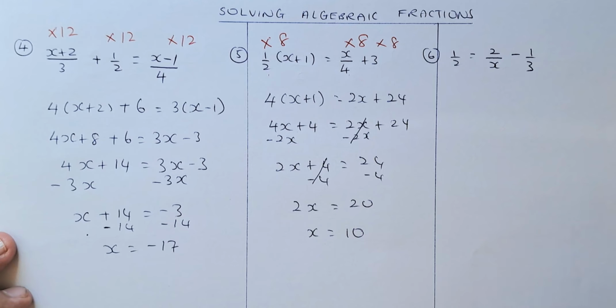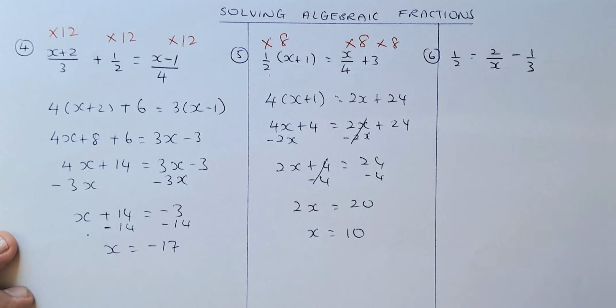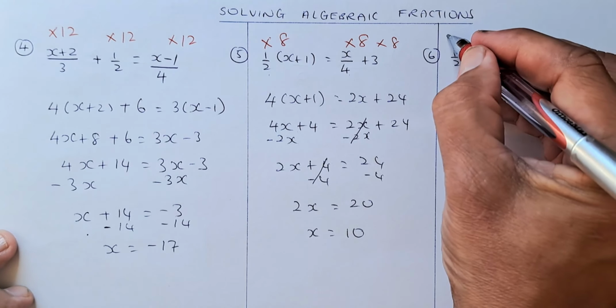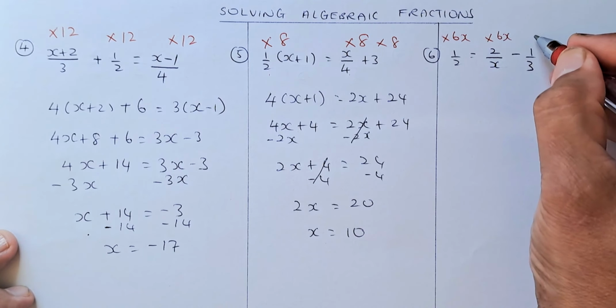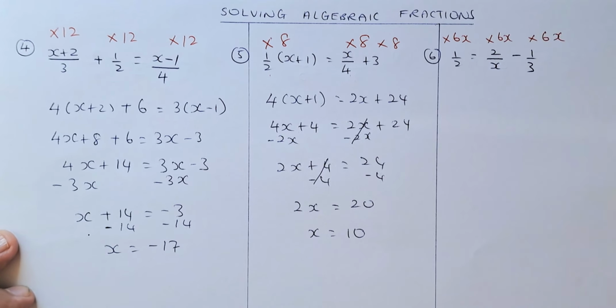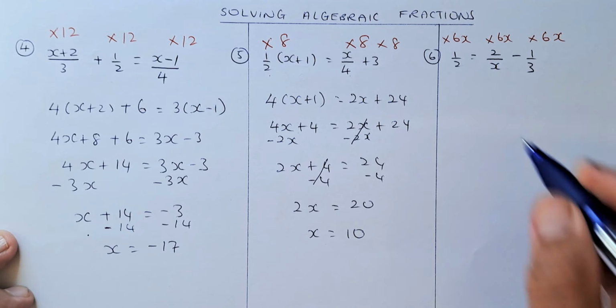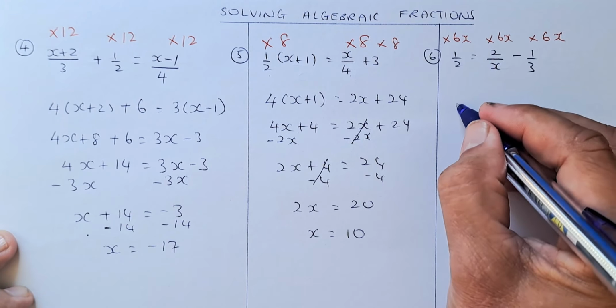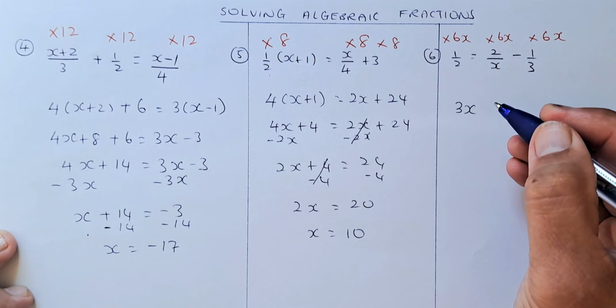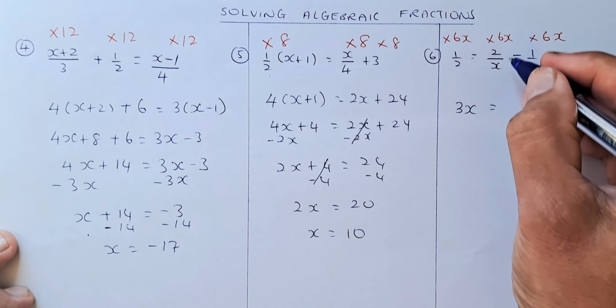Last but not least, you're going to do the hardest one. Okay, 1/2 = 2/x - 1/3. So what you do, the lowest common denominator this time is going to be 6x because there's an x there. You multiply by 6x on every term. Okay, when you multiply by 6x, 6x divided by 2 is going to be 3x on the left hand side, equals 12x over x.